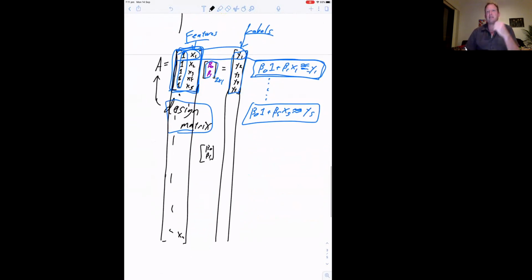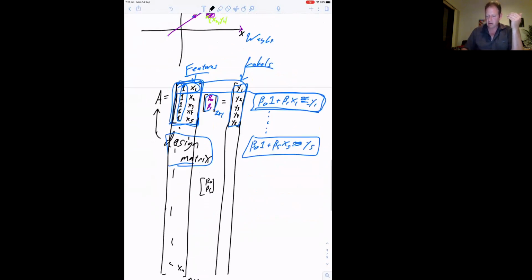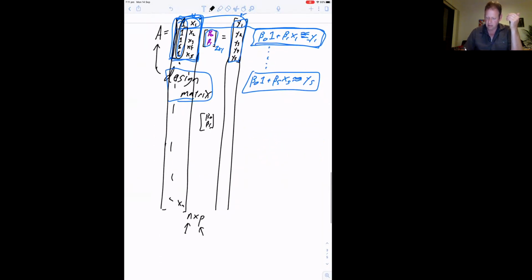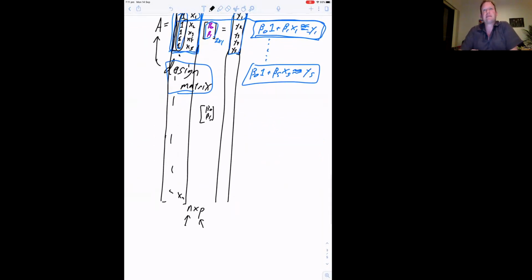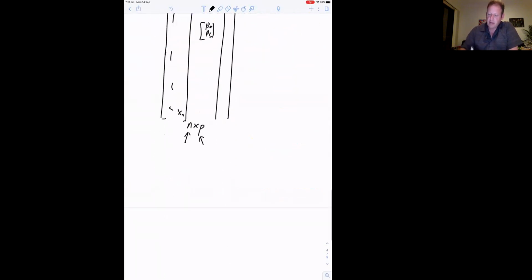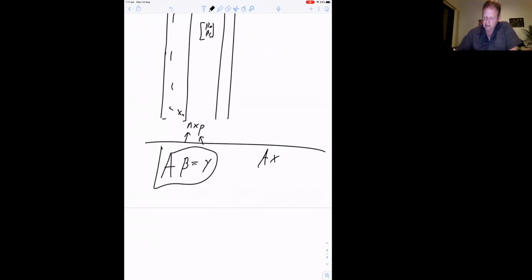So it's common in statistics for the dimensions to be n by p, where n is the number of observations and p is the number of variables or features, okay? So you've got the constant variable, the one, and you've got the other one, the x. So we've got the system of equations. We're back now to the story, A beta equals y. Before it was Ax equals b, but that's okay. We know now how to solve for beta hat. Beta hat is going to be the Moore-Penrose pseudoinverse times y. Or if we write that explicitly, it's (A transpose A) inverse A transpose times y. And that beta hat minimizes the sum of squares.